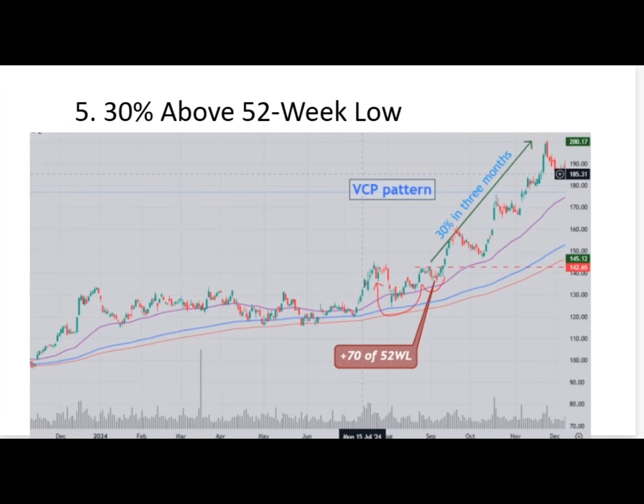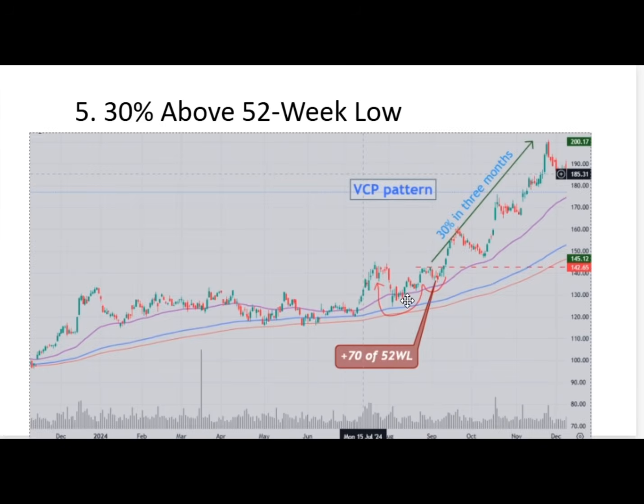Let's go for number 5. Number 5, 30% above 52-week low. So we have to have the stock above the 52-week low, and 52 weeks stands for a full year of trading. So as we can see here, the stock is not only 30% above the 52-week low, but 70% above the 52-week low, just right before the breakout happens. It was 70% above the 52-week low.